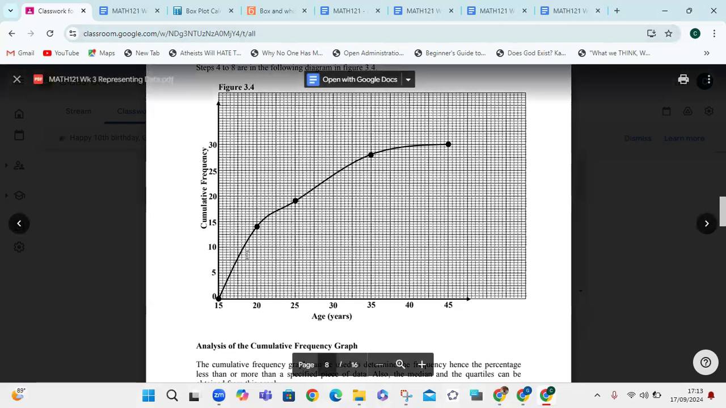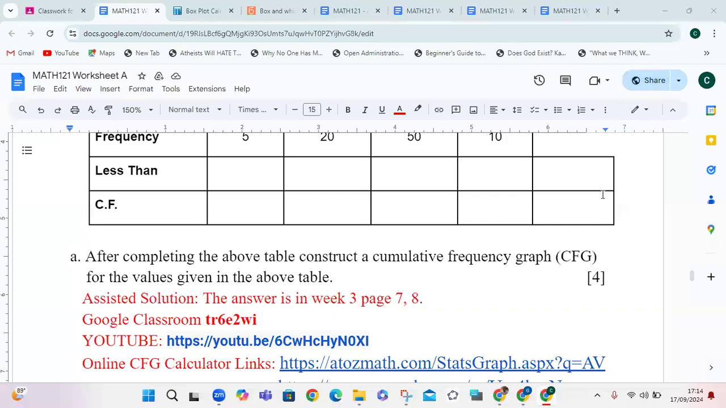according to week 3, page 7 and onwards. Now, apart from what we just discussed in week 3, page 7 to 8, you can also go to the Google Classroom TR6 E2WI to get recordings on how to construct a box and whisker, cumulative frequency graph.